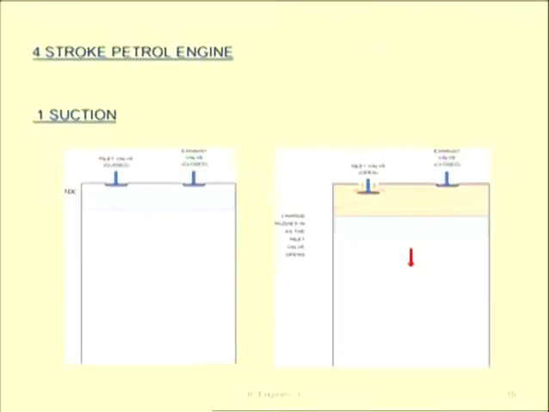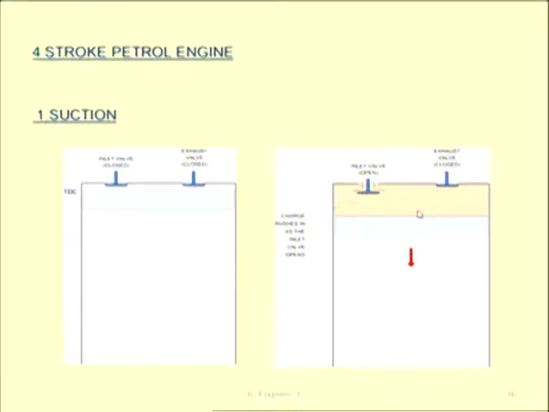Now let us understand theoretically and figure-wise, so it will be clear to us. First stroke, suction stroke. You can see here I have an inlet valve and I have an exhaust valve. Initially both are in a closed condition and my piston is at top dead center. Now when the first stroke starts, the piston will start moving in the downward direction. So the red arrow indicates that the piston is now moving in the downward direction. So if the two valves are in a closed condition and the piston is moving downward, it will create some vacuum.